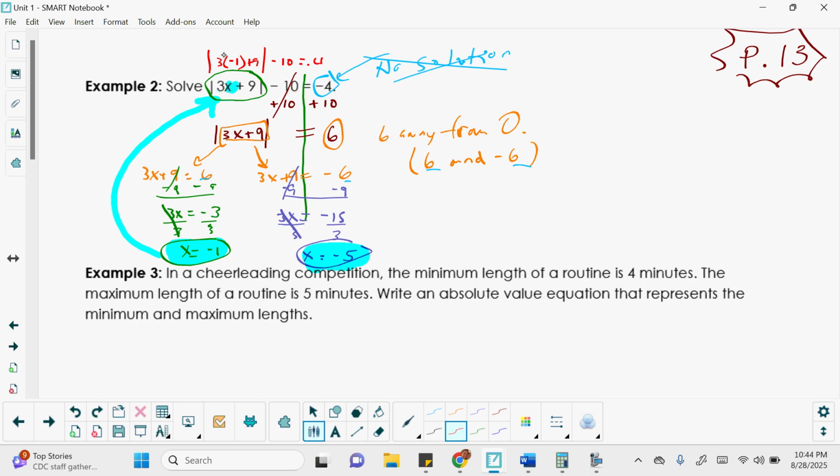3 times negative 1 is negative 3, plus 9 is 6. So what is the absolute value of 6? Well, that comes out to be 6. So what this problem is going to look like is we're going to get 6 minus 10 equals negative 4. And look at that, 6 minus 10 is negative 4, equals negative 4. So you see that? These values that we get, if we were to substitute them back in, they are the answers that are going to make our problem true.